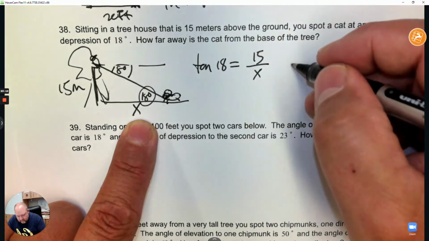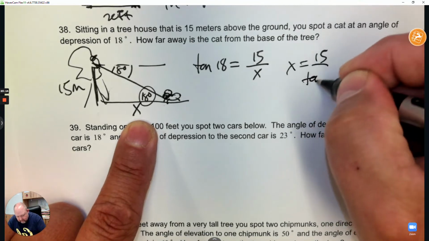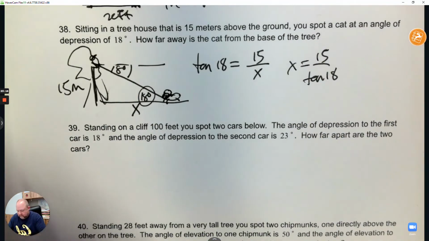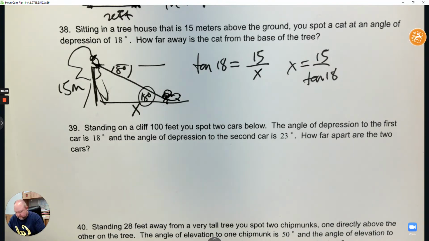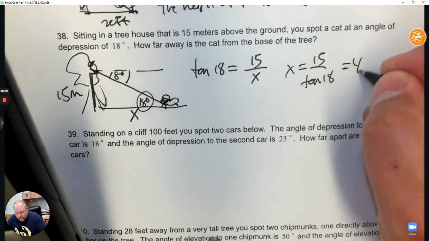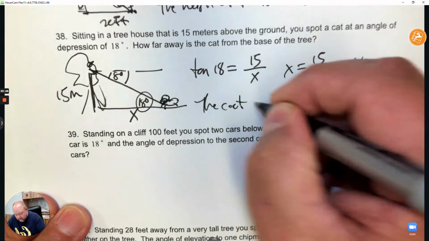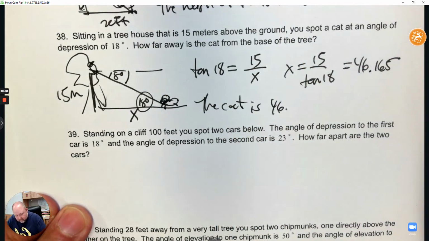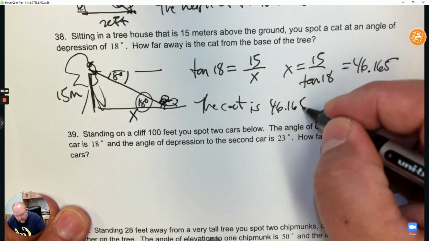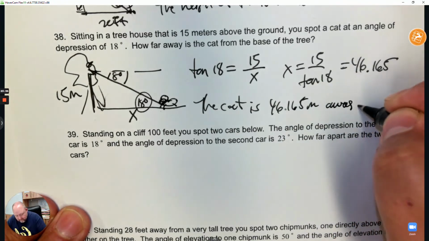Switch, switch, and then use your calculator. And that's 46.165. So the cat is 46.165 meters away from the base of the tree.